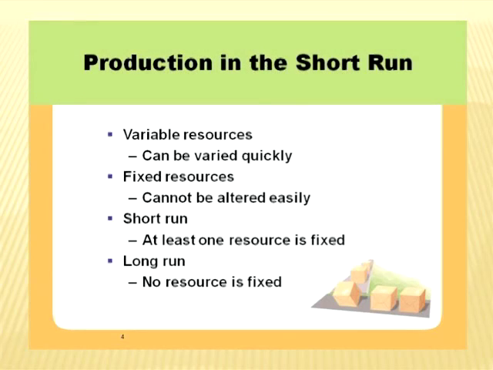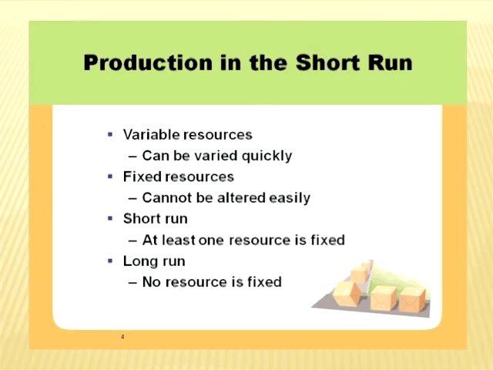Now, in order to understand how costs behave, one of the most important concepts is the idea of variable and fixed resources. There are some resources which we can add to the production process as needed. We don't need them all the time, but we can vary them as necessary in order to change the production levels. There are some other resources which are fixed in nature. They cannot be altered. The other concept that goes hand in hand with that is the period of time under consideration. In the short run, at least one resource is fixed, but in the long run, no resources are fixed.